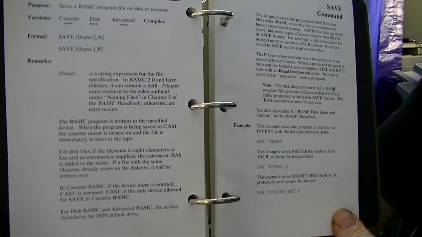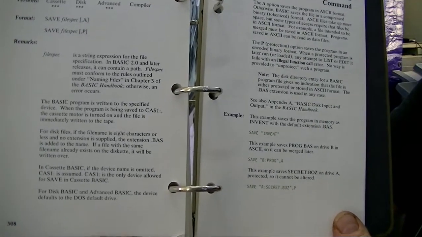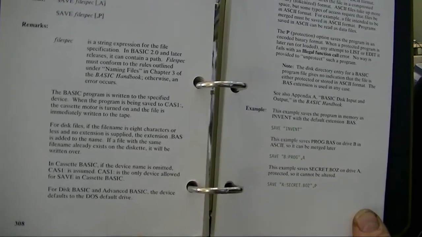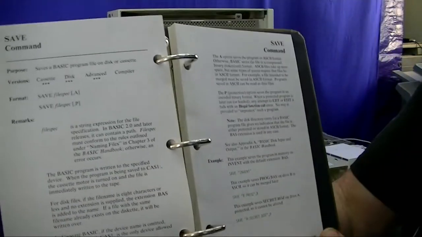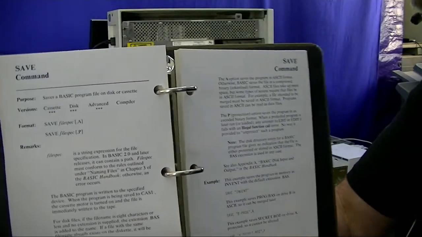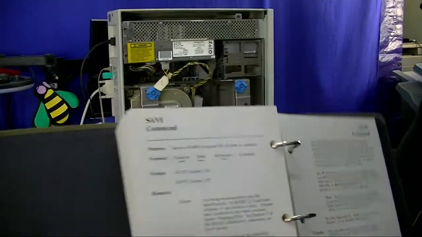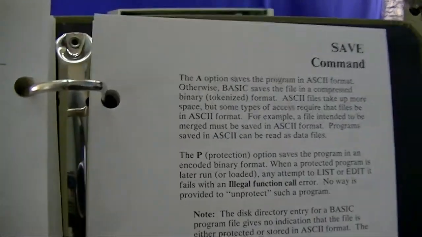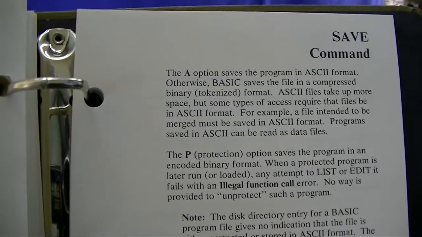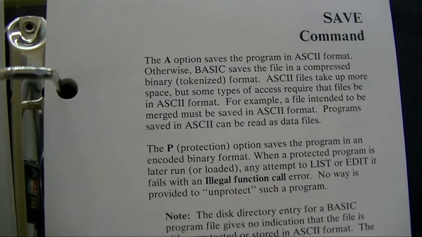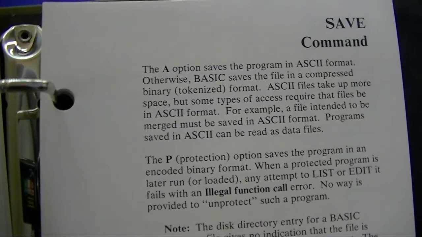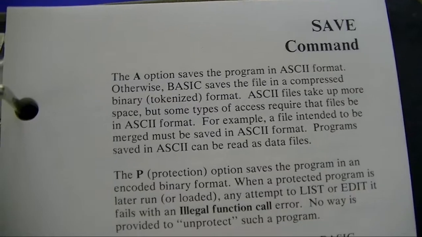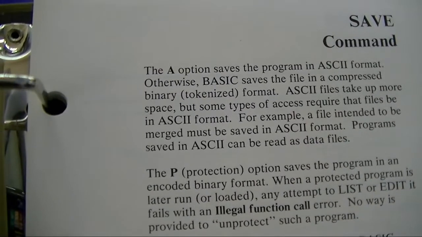And talks about for disk BASIC, advanced BASIC, the device defaults to the DOS default drive. Although certainly if you have a working hard drive and a working diskette drive, you can save a BASIC program to diskette. And so over on this page, we get the A option, which saves the program in ASCII format. Otherwise, BASIC saves the file in a compressed binary tokenized format.